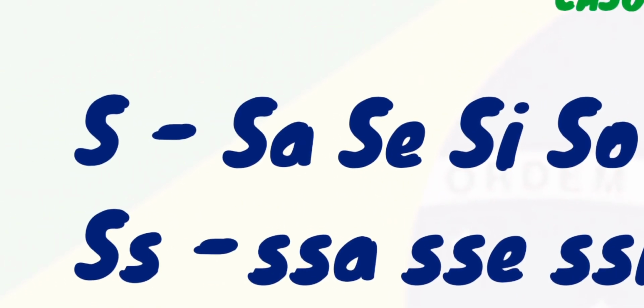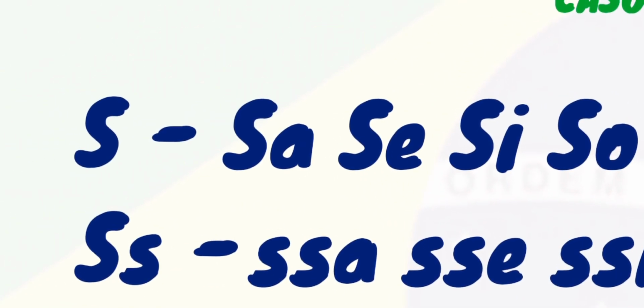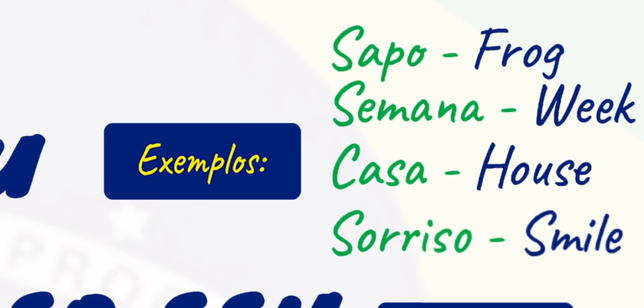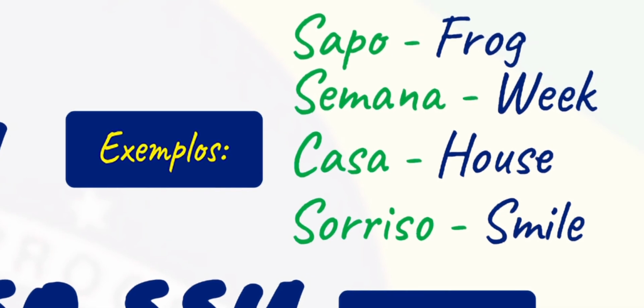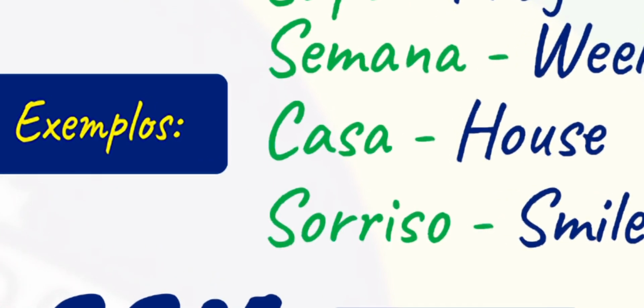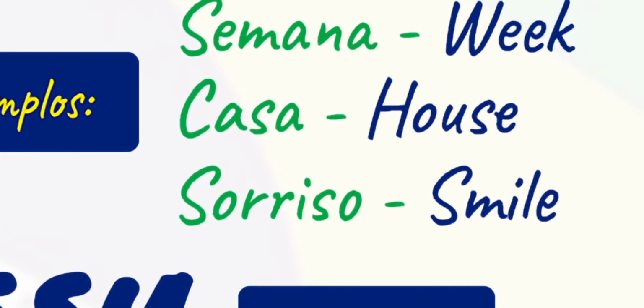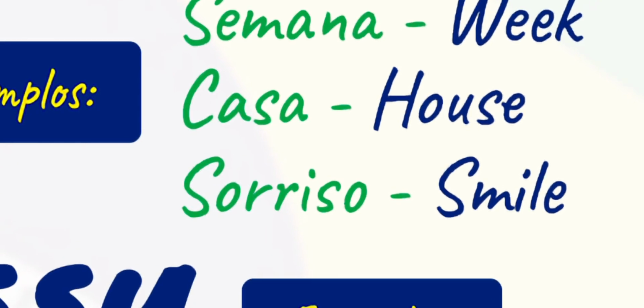And when S appears between two vowels, it gains the sound of Z. Like in casa, that's house. Also in English you can see the S with the sound of Z. Casa, between two vowels, between two As. And sorriso, that's smile. Look, it's not zorriso, it's sorriso.